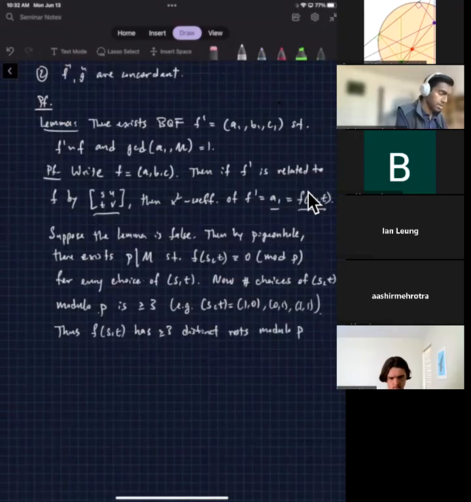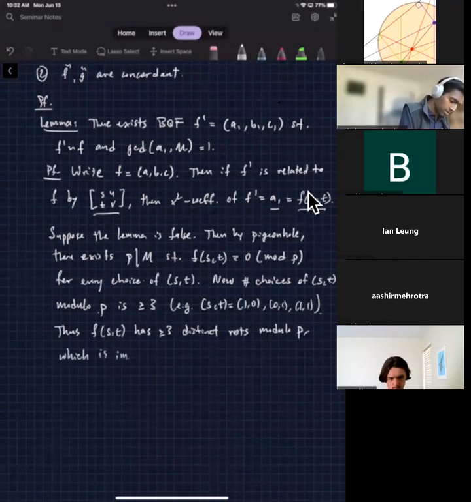Modulo p, which is impossible because the degree of f is 2. Oh no, there's a problem. Okay.